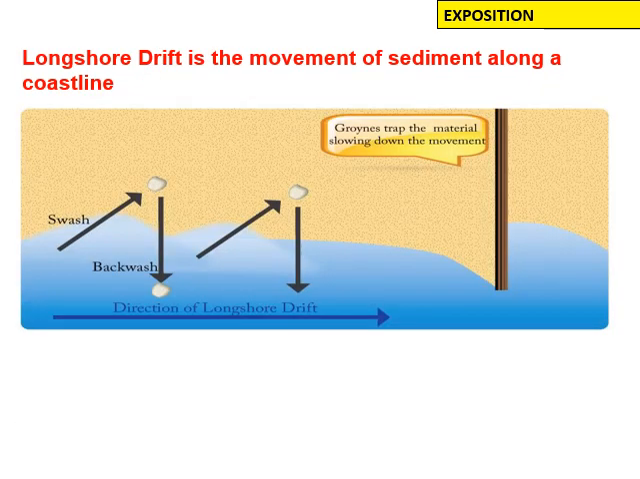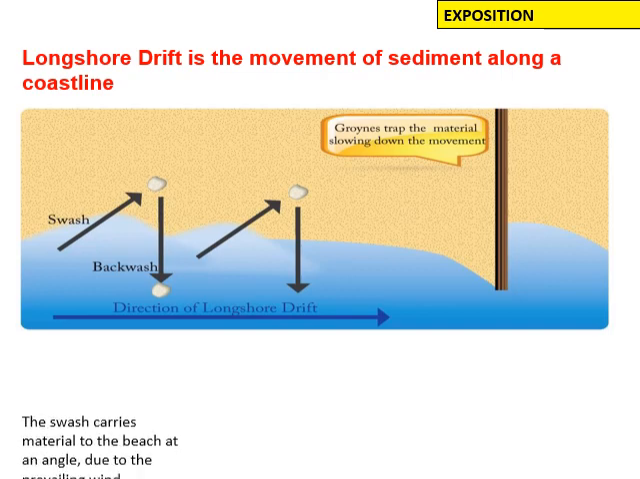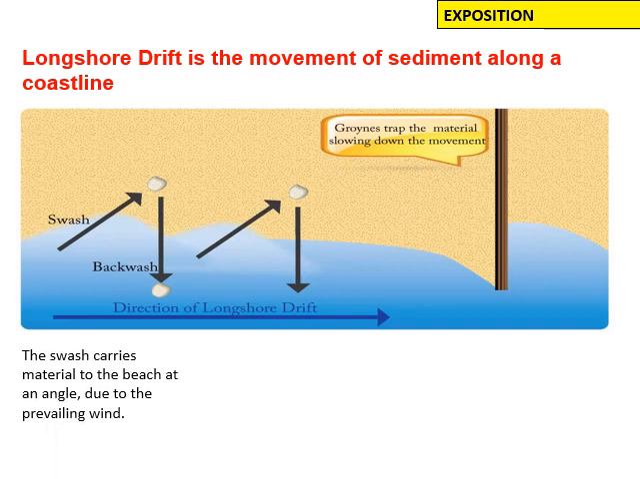Okay, I'm going to explain with this diagram how it happens, and then we'll break it down into smaller pieces to make sure we have a clear understanding. So the first thing that happens is the swash, that is that wave moving towards the beach, carries material to the beach at an angle. And if you look at this arrow here, as the wave moves to the beach, it's at an angle. It's not in a straight line, it's in an angle, and that is because wind usually blows in one direction.